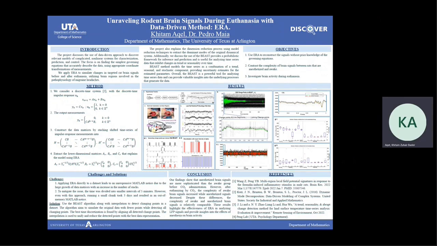Hi, today I'd like to introduce our research unraveling rodent brain signals during euthanasia with the data-driven method ERA. In the introduction section, the project uses a data-driven approach to discover models of complicated nonlinear systems for predictions. The focus is on finding simple governing equations that accurately describe the data using appropriate coordinate transformations.